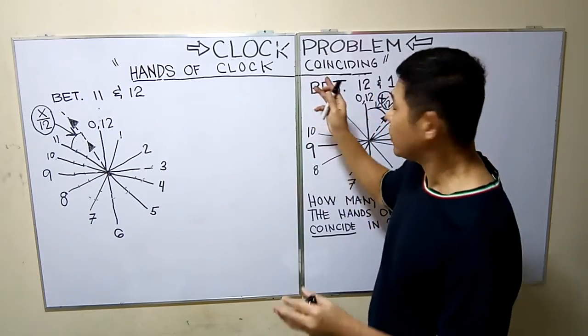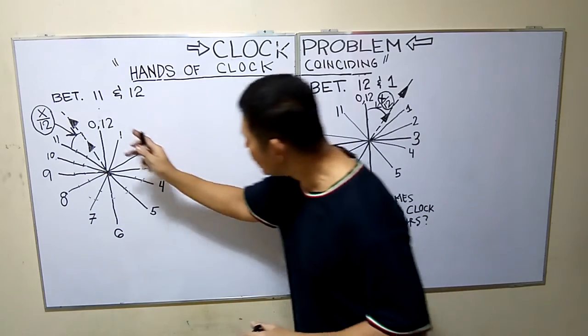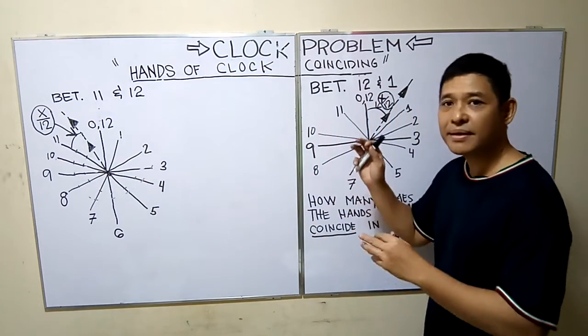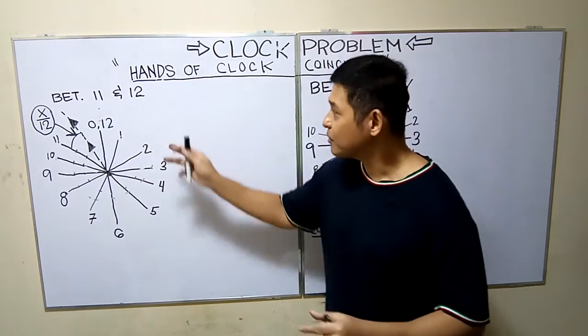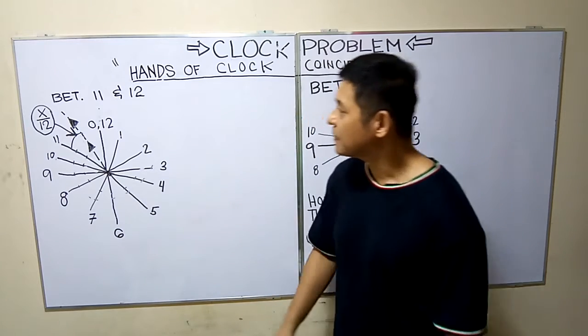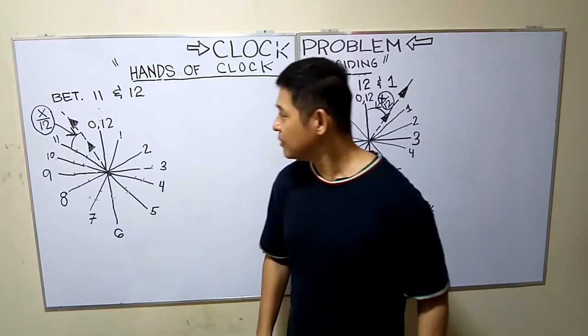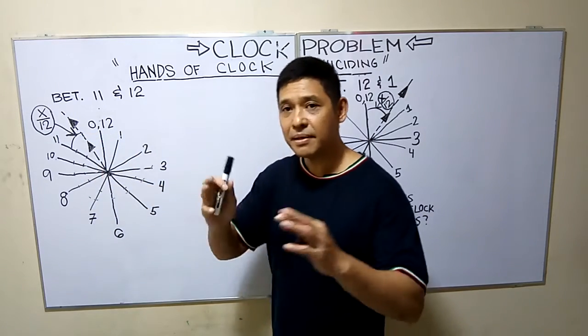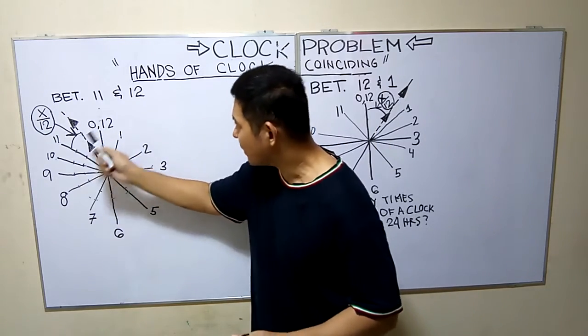Hands of clock coinciding between 11 and 12, and second is between 12 and 1. Unahin natin itong between 11 and 12. Ibig sabihin yung location ng minute hand at saka hour hand nasa pagitan ng 11 at saka yung reference point.